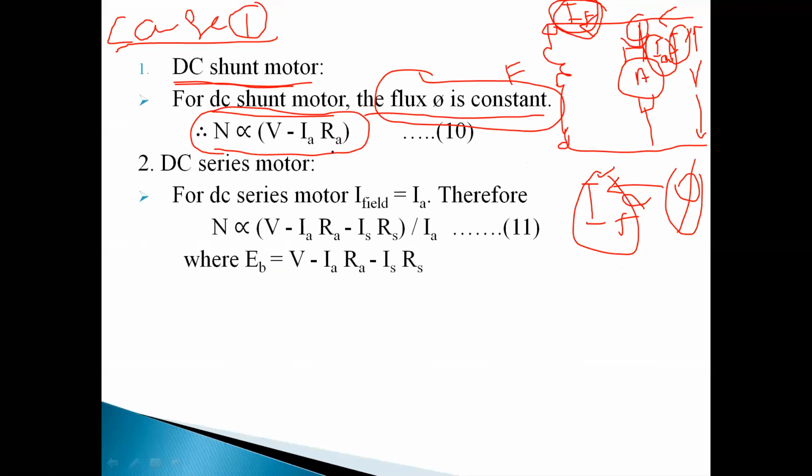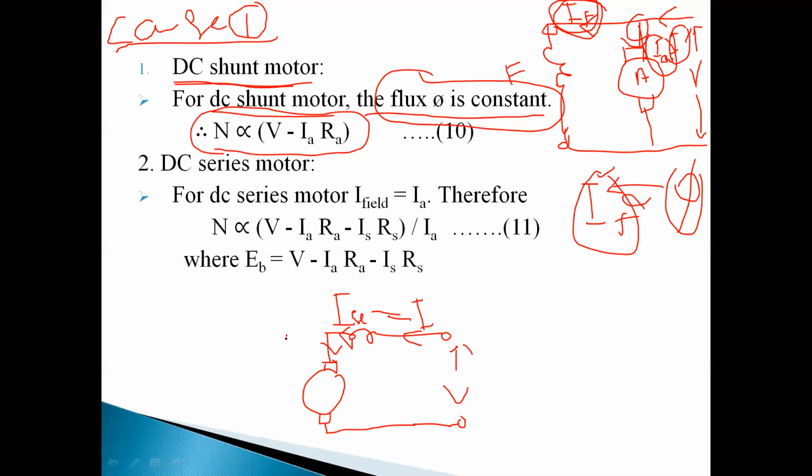Suppose this is the armature of the series motor. So this is the series field winding. In a series motor, armature and field both are connected in series. So this is the voltage applied. The current taken by the motor is I. The current that passes through the series winding is called I series. Both are equal because the same current flows through this winding.